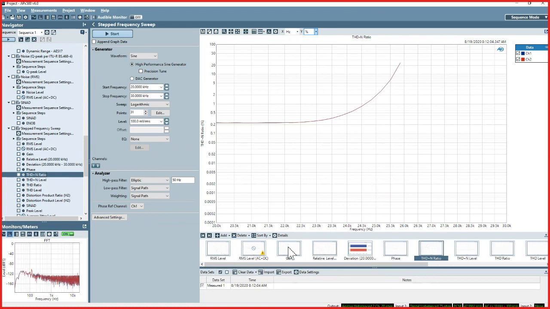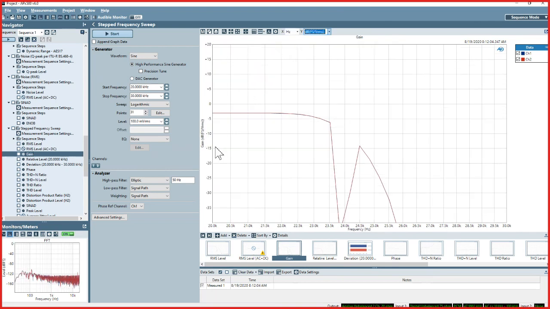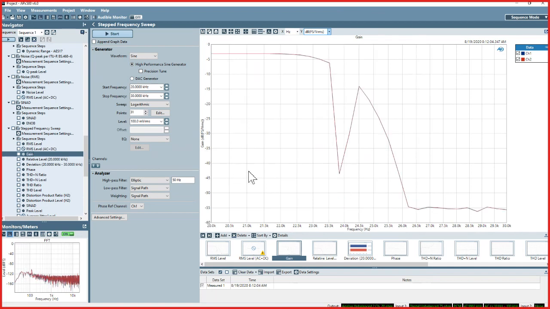And then, of course, we can also just look at how good the rejection of the filter is.